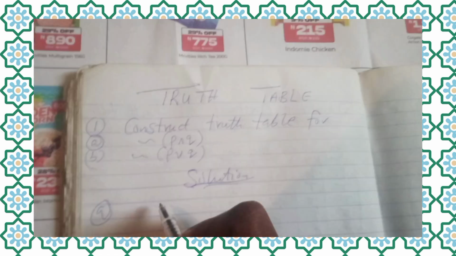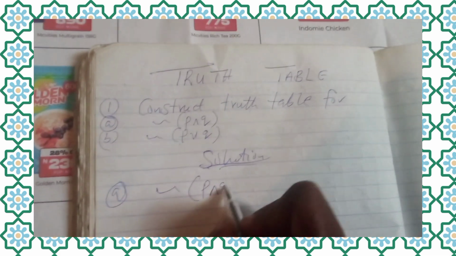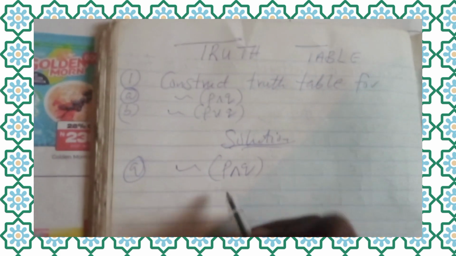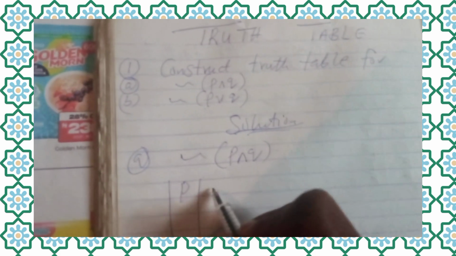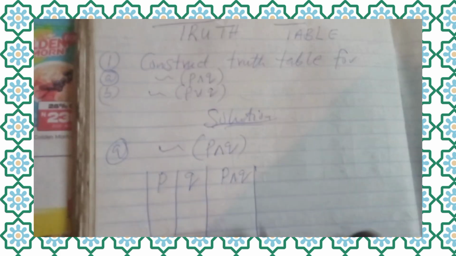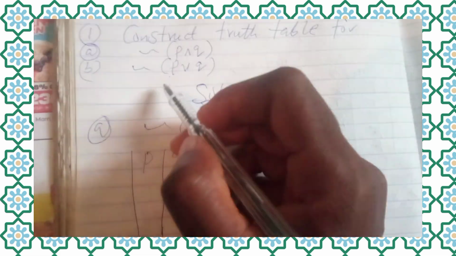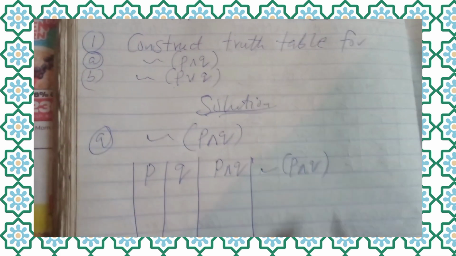For this A, we have the negation of P and Q. This simply means not (P and Q). For us to construct this table, we first put P on its own column, then Q on its own column. After that, you put P and Q on its own partial column. Then you put the entire question, which is the negation of P and Q, on its own column.